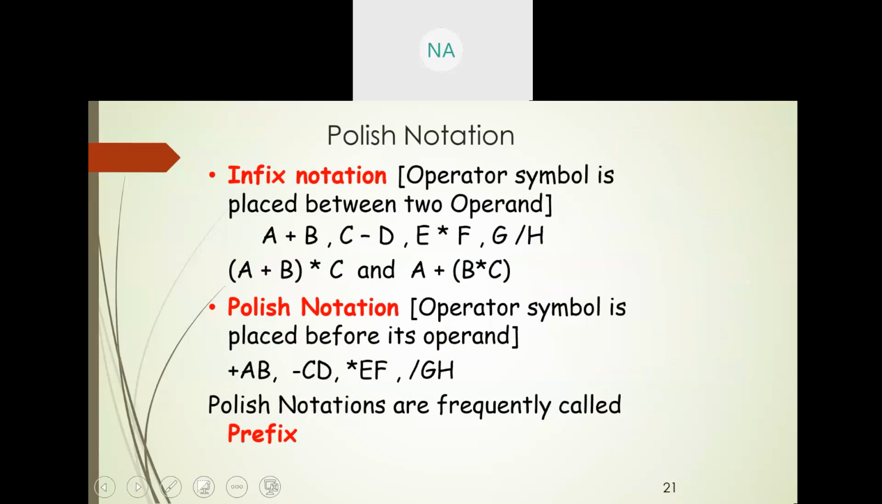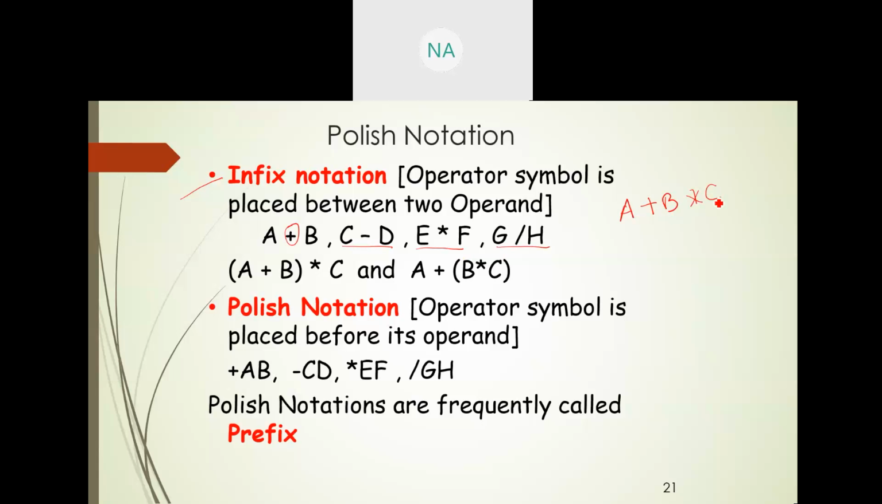So now what is Polish notation? We have discussed infix notation, where the operator symbol is placed between two of its operands. So in a plus b, the operator plus is kept in between its operands a and b. Likewise c minus d, e multiply f, g divided by h, right? Now consider this expression: a plus b into c.